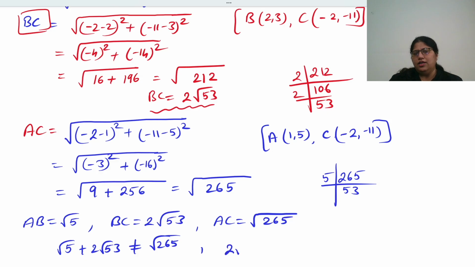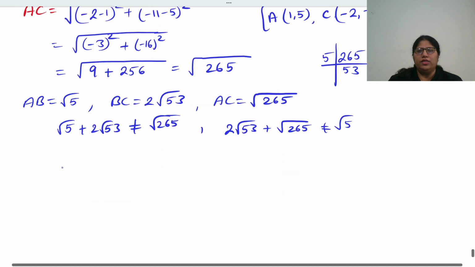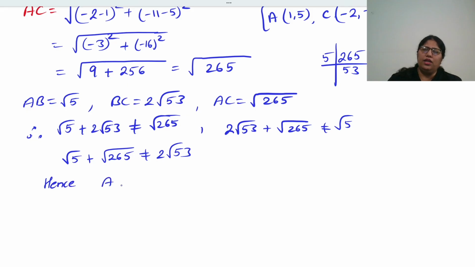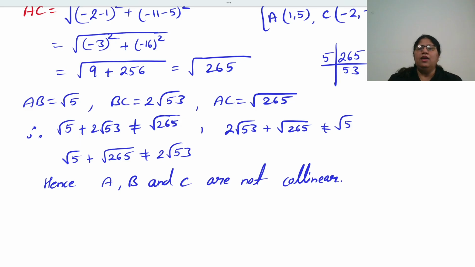What is the other case here? 2 root 53 plus root 265 is not equal to root 5. Or another one, the last case, root 5 plus root 265 is not equal to 2 root 53. So this shows that hence A, B and C are not collinear. Right, so this is the way to check the collinearity. We are going to check all the three possibilities, right?